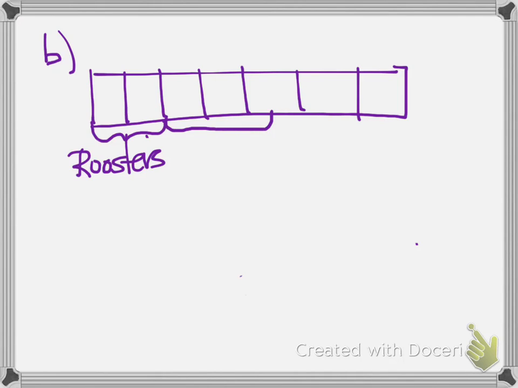Okay, maybe I'll color code this since I can. So these are roosters. These are hens. And I don't know how far across it goes. I have no idea. Okay, and that's okay. Not a problem. Okay, so these are hens. And then it says how many chickens are there all together?